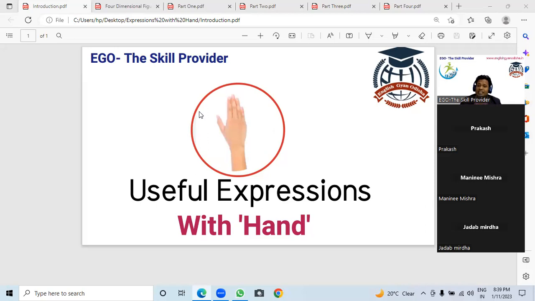Expression means a group of words. Whenever you say expression, what do you mean by expression? That means a group of words. Nothing else. There are a lot of groups of words, but these contain the word hand. Today I am going to discuss almost 12 to 13 expressions that contain hand. And from the vocab we are going to discuss, I'm sure it is going to help you.